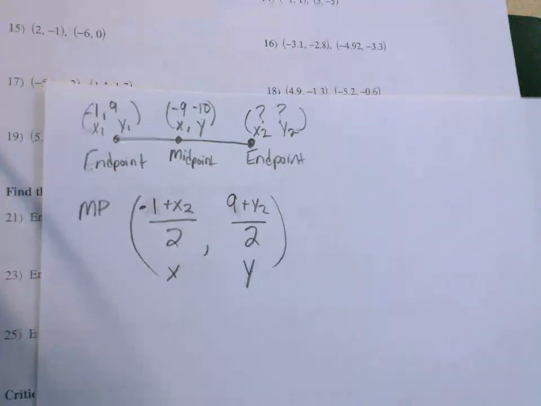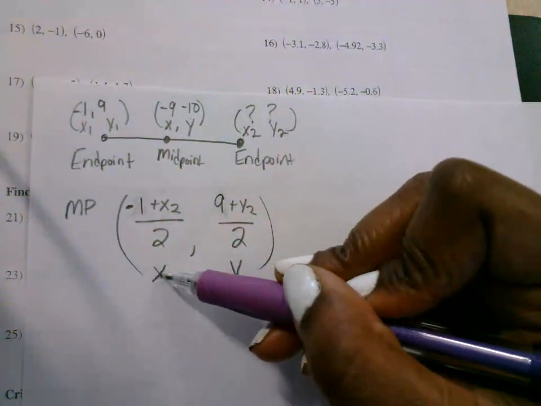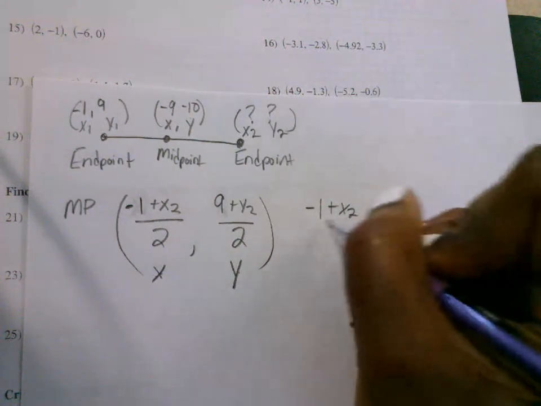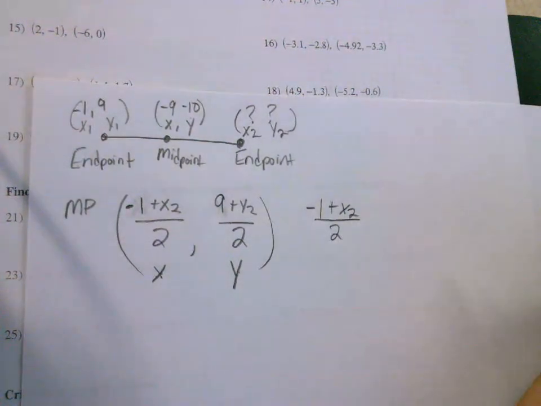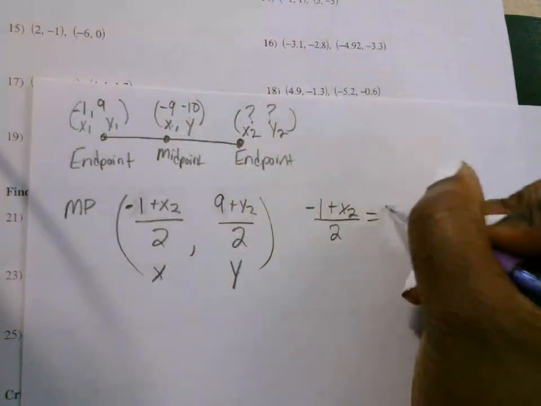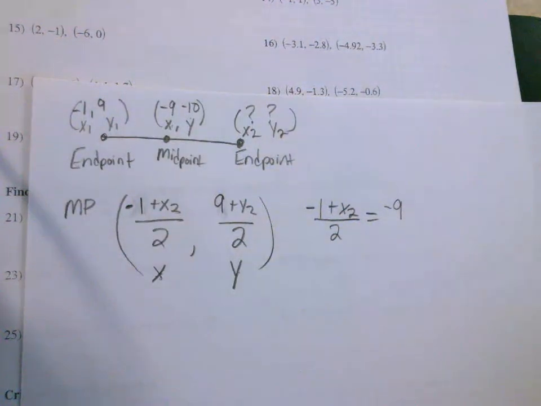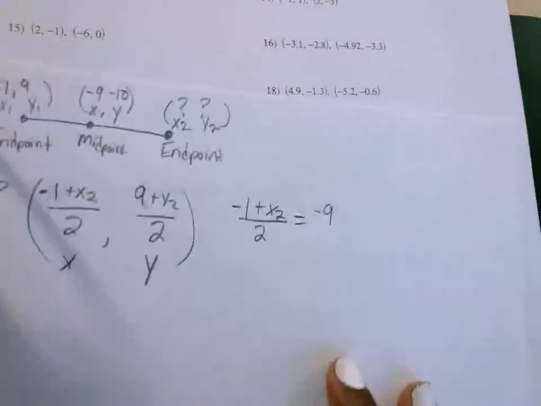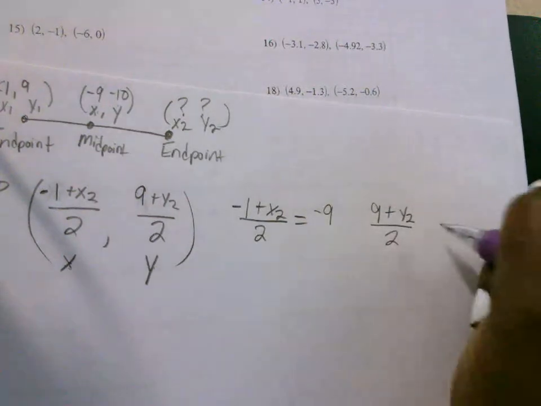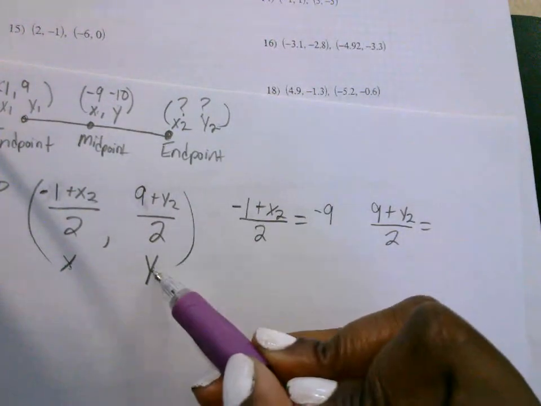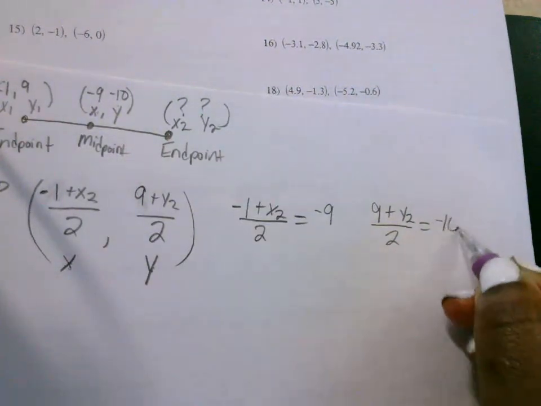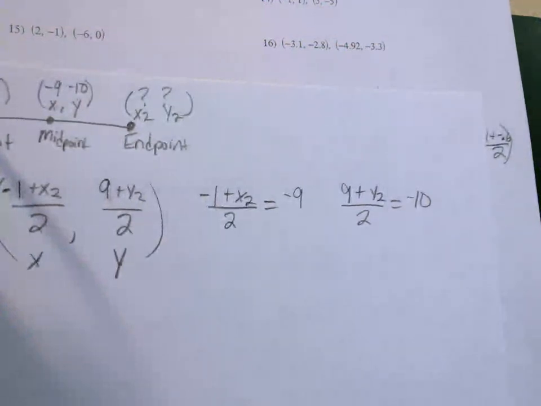So now I'm going to solve. Let's find the x coordinate first. We have -1 plus x2, which is missing, divided by 2, and it's equal to the x value for the midpoint, which is -9. We have this one: 9 plus the y2, divided by 2, which is equal to the midpoint coordinate for y, which is -10. So now I'm going to solve for what's missing.